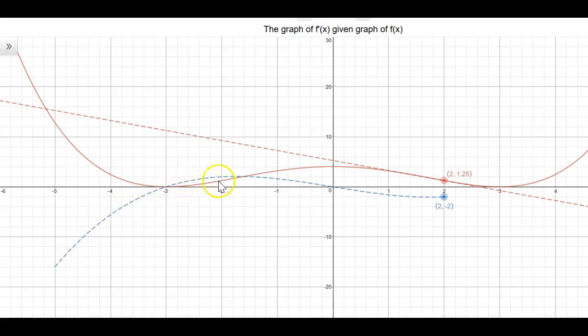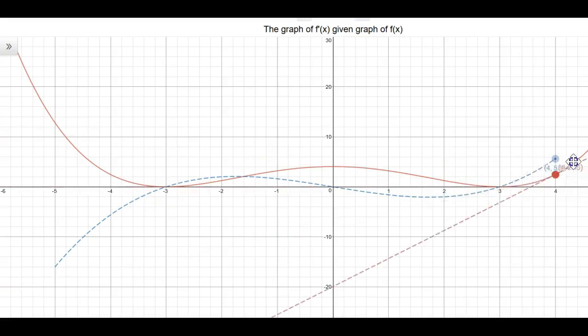But where my original curve is increasing, that means the tangents have positive slopes. So my derivative is positive and above the x-axis. And then, of course, where my original curve has a horizontal tangent, the slope is 0, and that's where the derivative curve crosses the x-axis. It has a 0 y value. So I'm going to continue along. And this blue curve is the graph of the derivative of the given function.